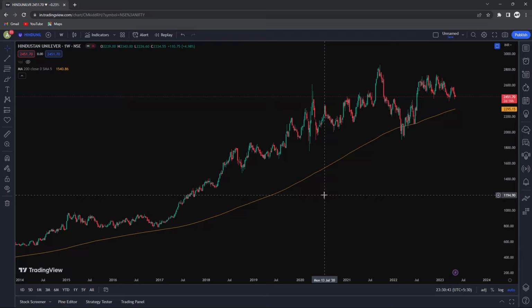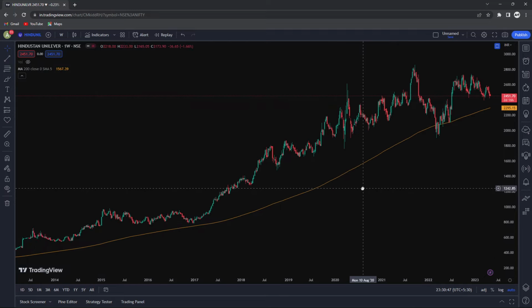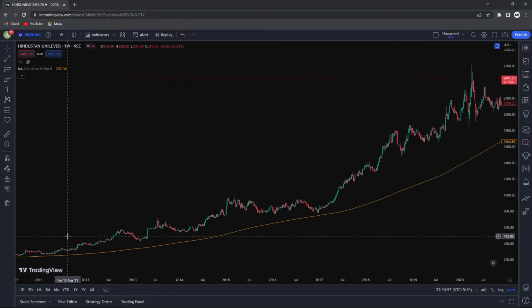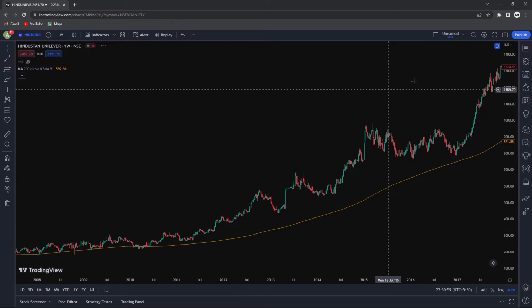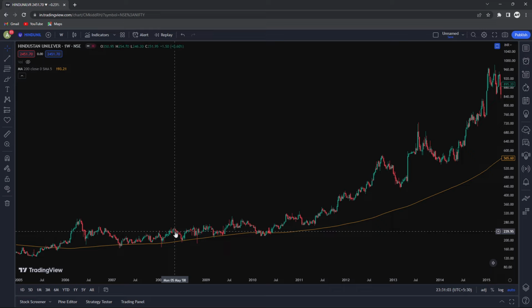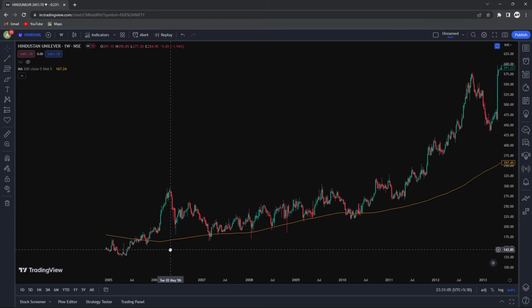So how reliable is it? I think it's mostly 45 or 46%, below 50%. So let's look at it. You can see that there is a good up move, and after a good up move, it's touching the indicator once.